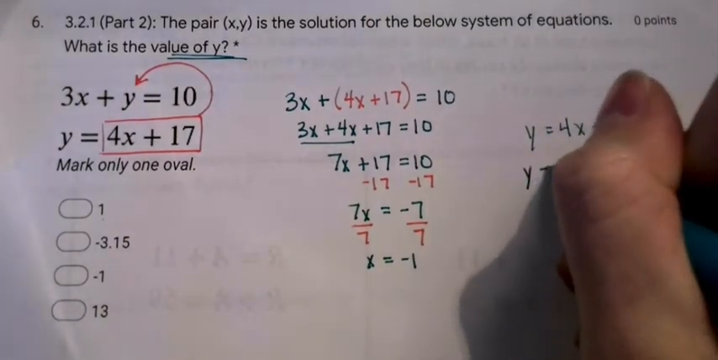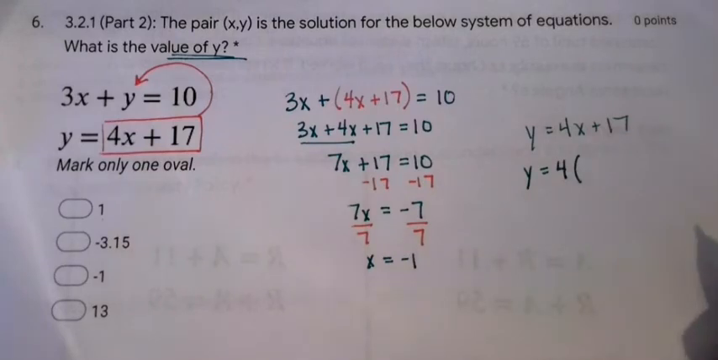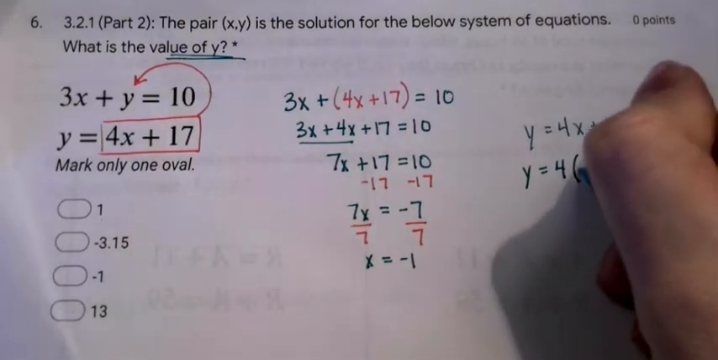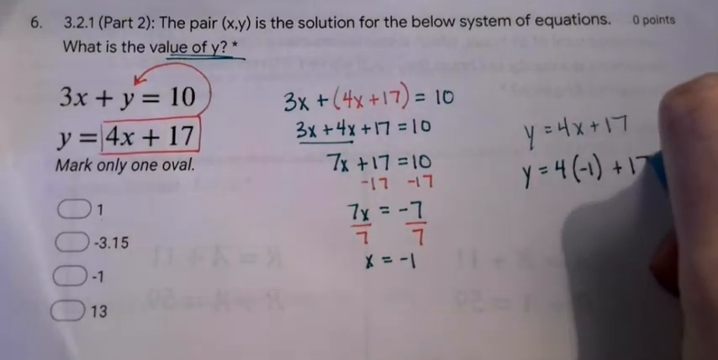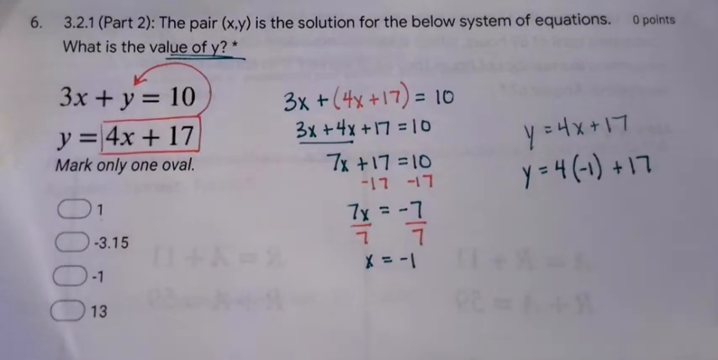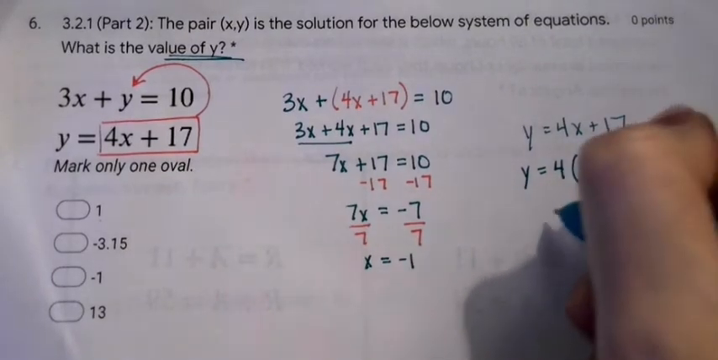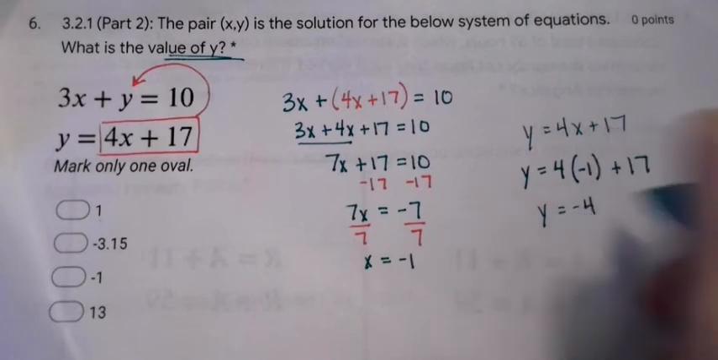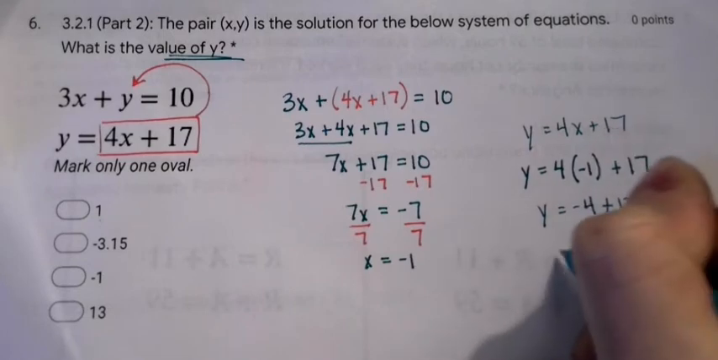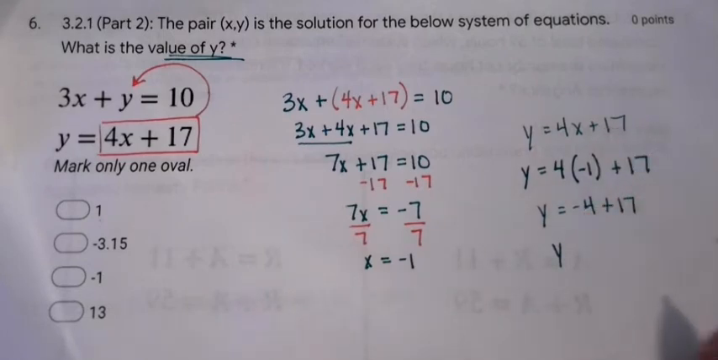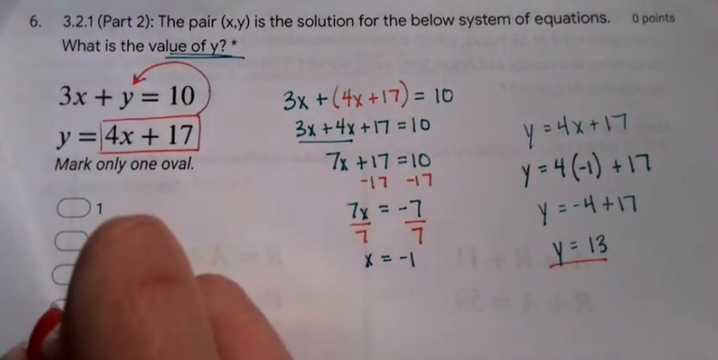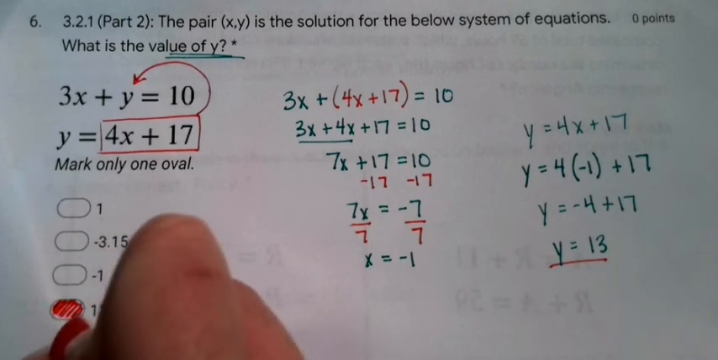So I have y equals 4. I'm plugging in my x value of -1, and then I still have the plus 17. 4 times -1 is -4, and then plus 17. -4 plus 17 is a positive 13. So because this question asks for the value of y, my y value is 13, so I'm going to go ahead and bubble this one in.